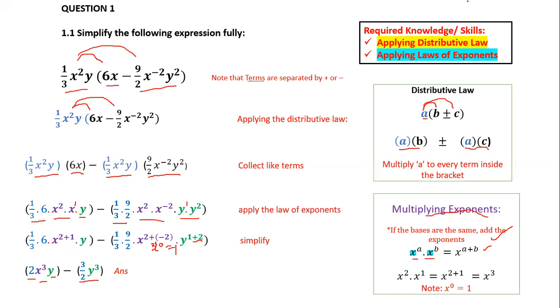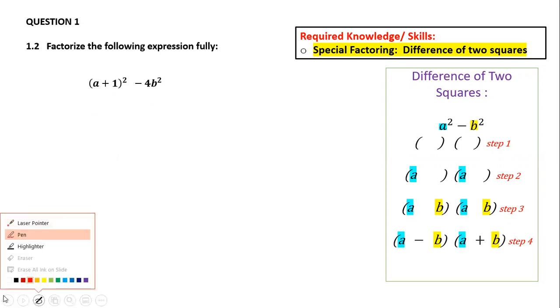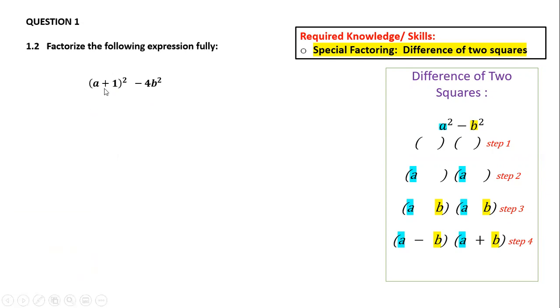Now, question number 2. Question 1.2 says, factorize the following expression fully. We have a term squared minus a term squared. So we can see that there are squares on each side.